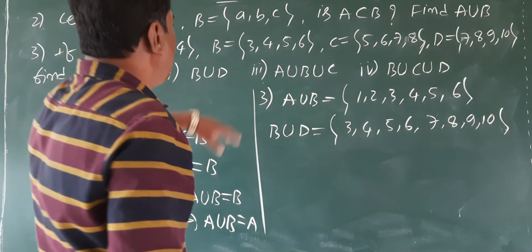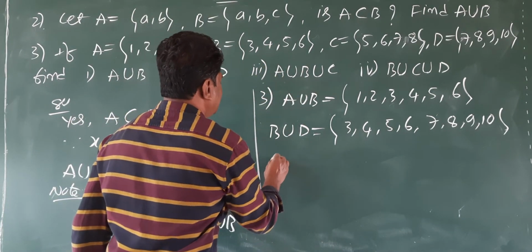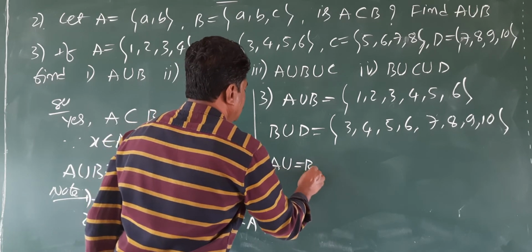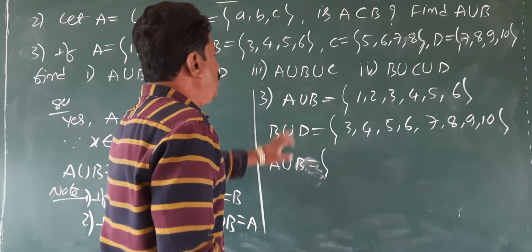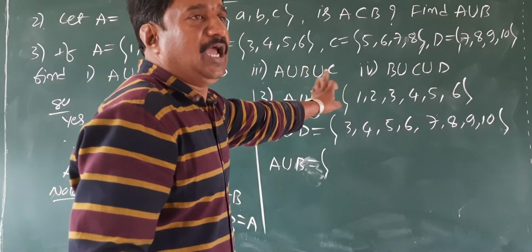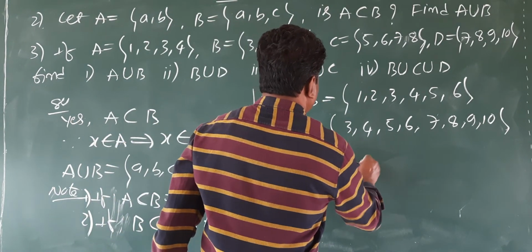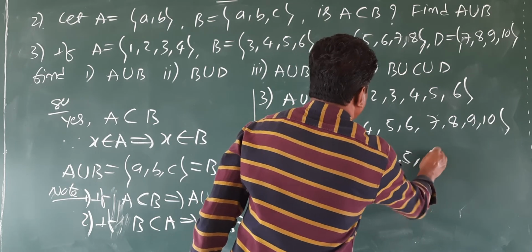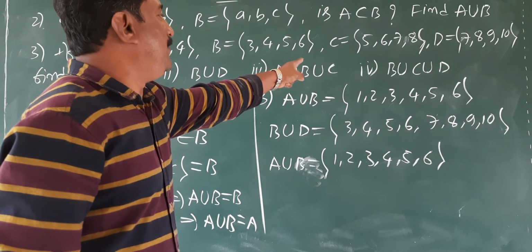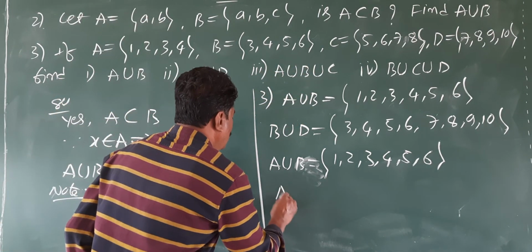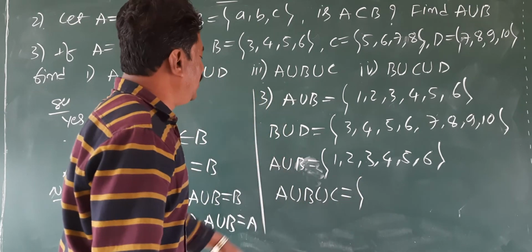A union B union C. For that, first I find A union B, which is already found. That is 1, 2, 3, 4, 5, 6. Now using this, let us go for finding A union B union C.